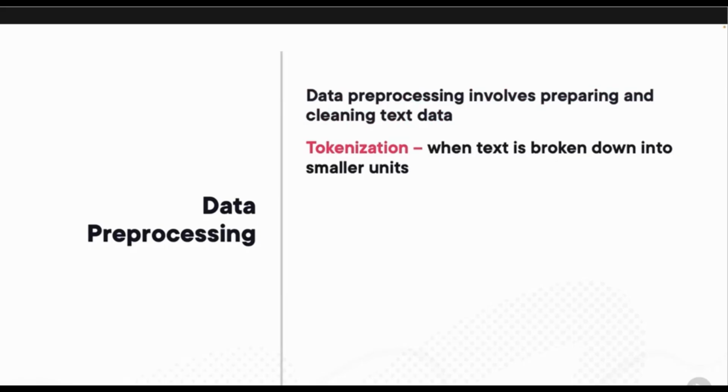First is tokenization. This is when text is broken down into smaller units. Tokenization can separate sentences, words, characters, or subwords. When we split the text into sentences, we call it sentence tokenization. For words, we call it word tokenization. This is the first step in any NLP pipeline.